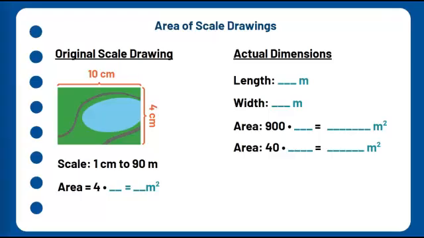Since area is a two-dimensional measurement, we cannot multiply areas by scale factors. Recall that instead, we multiply the area of the scale drawing by the square of the scale factor to find the area of the park. In this case, the scale is 1 centimeter to 90 meters. So 90 squared is the same thing as 90 times 90, which equals 8,100. We need to multiply 40 times 8,100 as another way to find the area of the actual park.